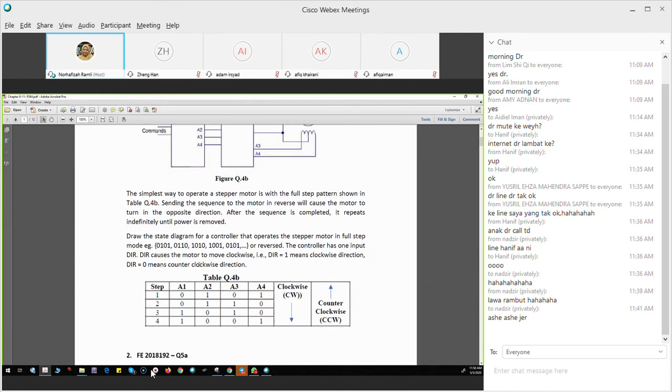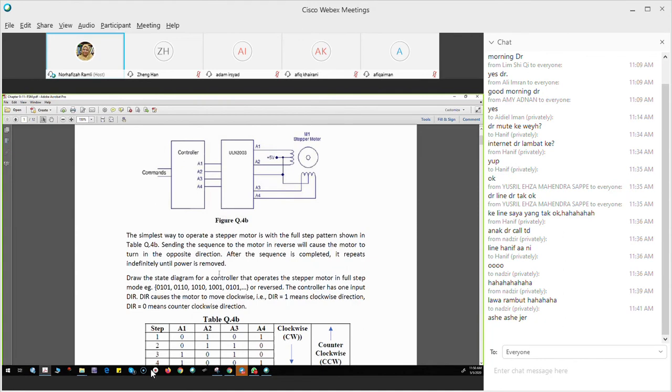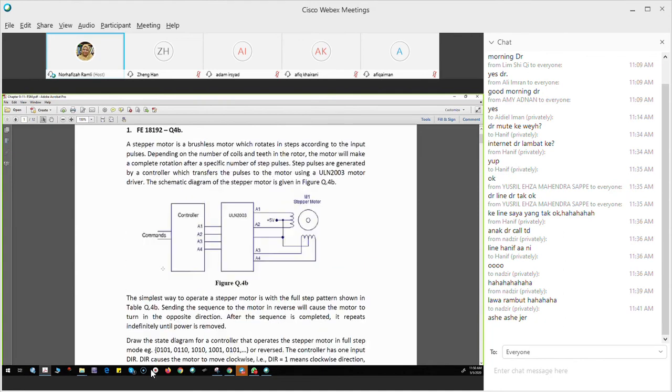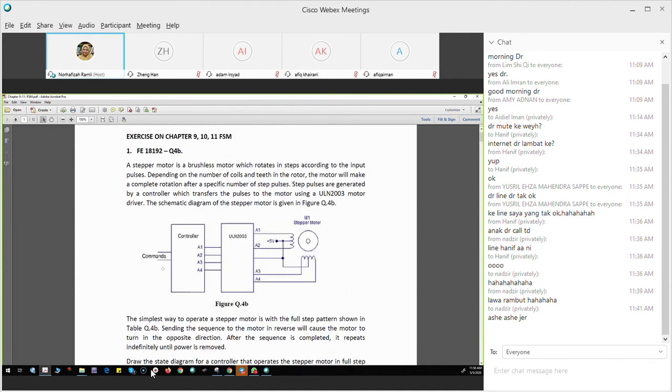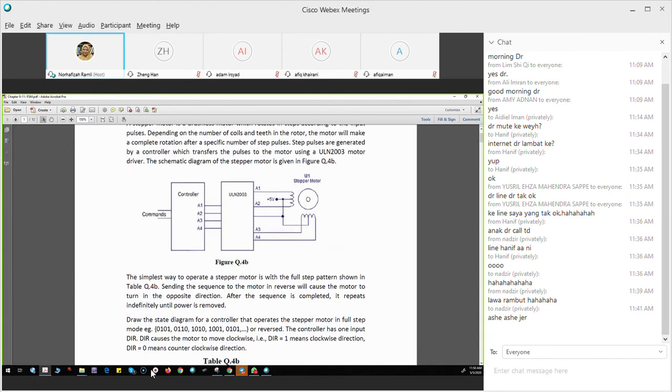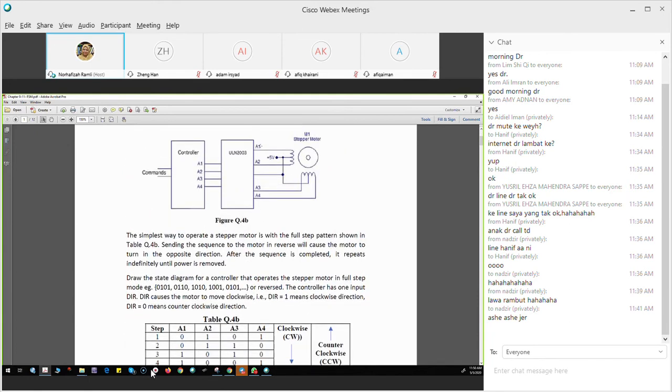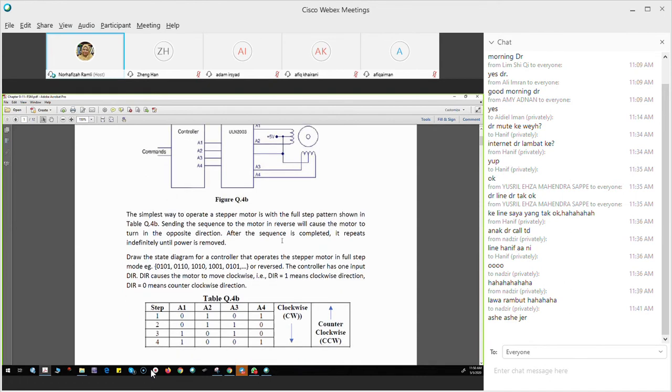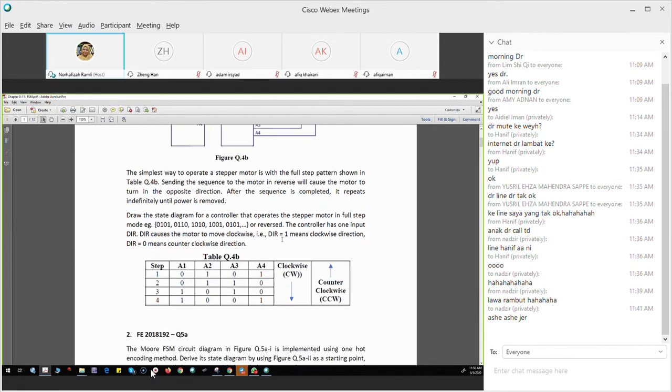So what happens is, from this table, you can get the state diagram. Clockwise, does it have an input? Yeah, you have input clockwise. I think it has to have input. A command. What does it say? A stepper motor. This just explains the stepper motor. Actually, what you want to design is this part, A1, A2, A3, A4. The simplest way is to get this pattern.